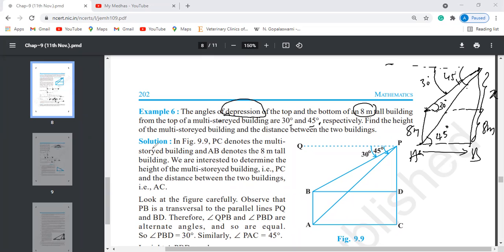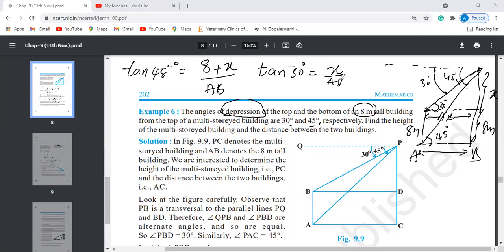Now what you can do, now apply tan 30 or tan 45. I think at first I'll take tan 45. Tan 45-degree, so what happens now? Opposite side is 8 plus X divided by AB, correct? AB you don't know, right? Same AB will be here, correct? Same AB value will be here. Okay. So next is tan 30-degree is equal to X divided by AB, correct?